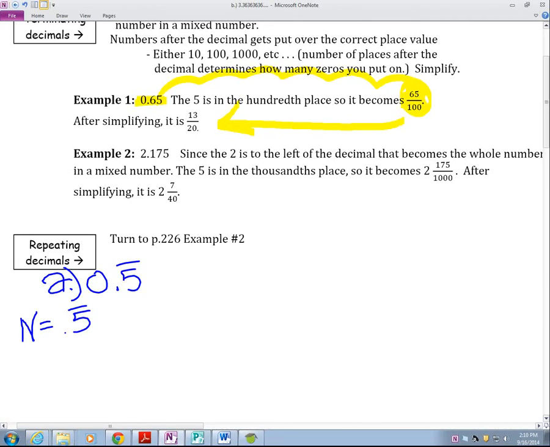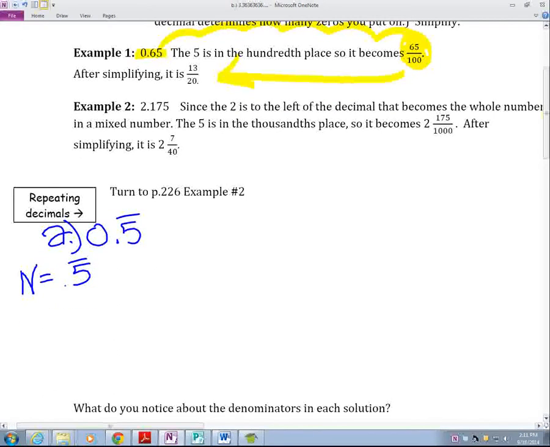So it becomes 2 and 175 thousandths. So it's read just as it is. Okay? Just as it is. Then after simplifying, it is 2 and 7 fortieths. You with me? Now, that's easy because these decimals have an ending.